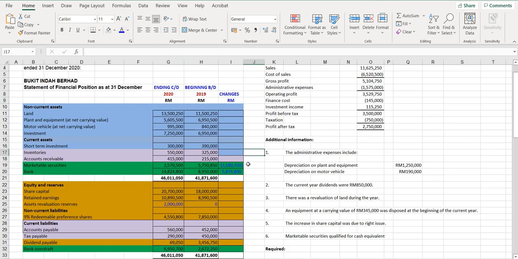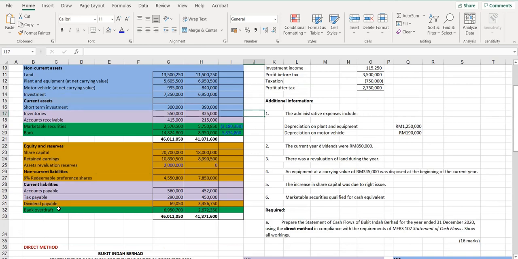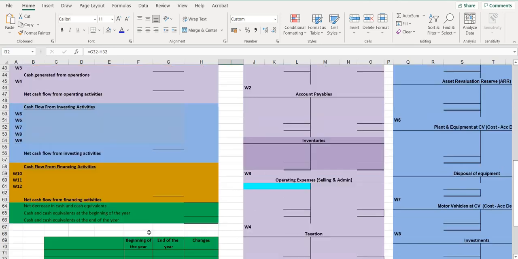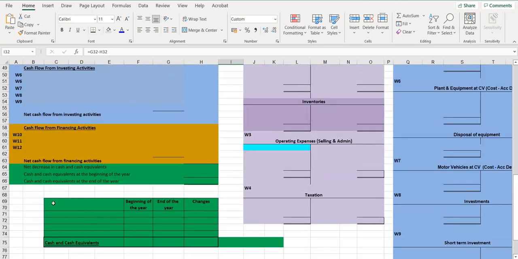Okay, so we have done that. The next one is the bank overdraft, which is a current liability. The bank overdraft has increased, meaning the balance in our bank overdraft is a credit balance. You can see there was an increase of 4,278,350. This will be reflected in our cash and cash equivalent schedule.